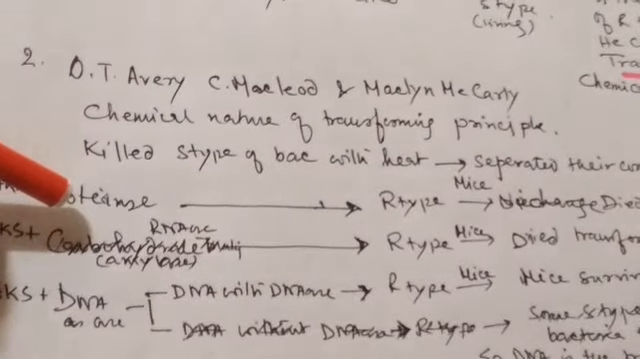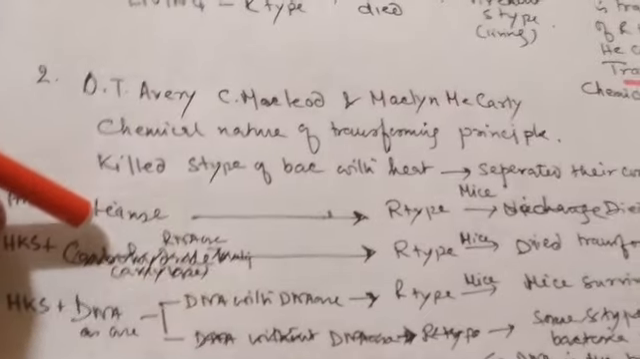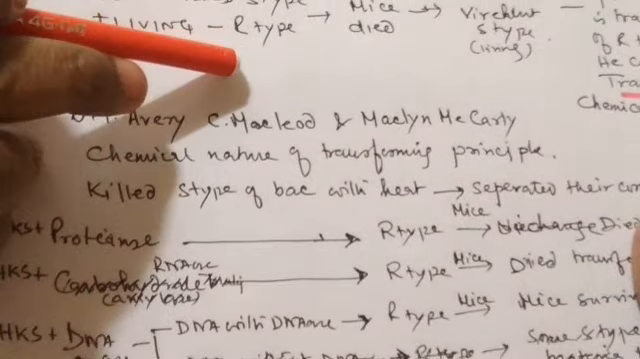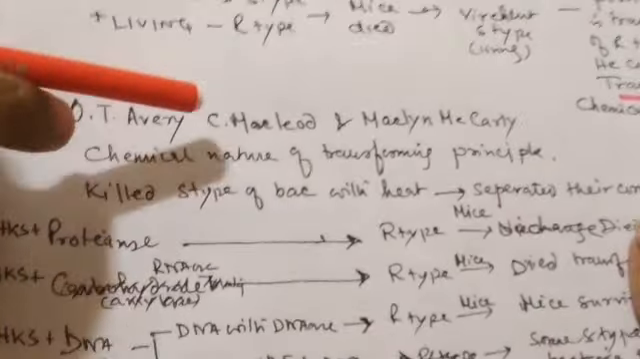Now what they did, they performed the experiment with heat-killed smooth and living R, but they added some enzymes. They take heat-killed smooth bacteria, they take protease enzyme, then they take R, and finally they injected that into mice.